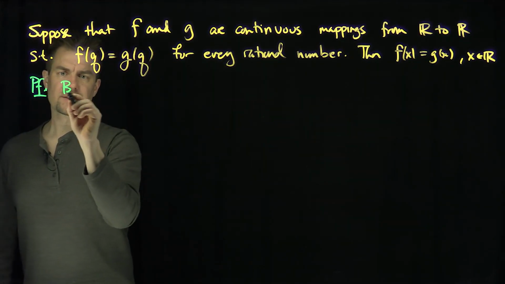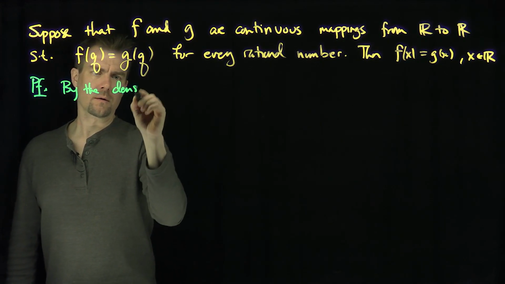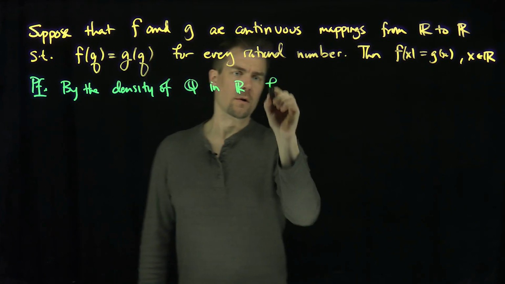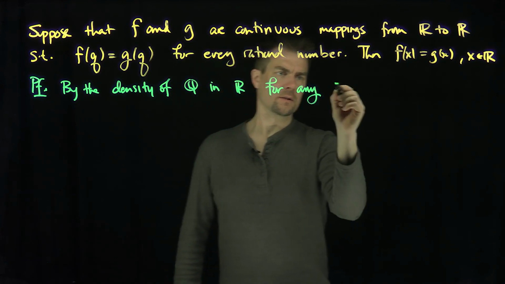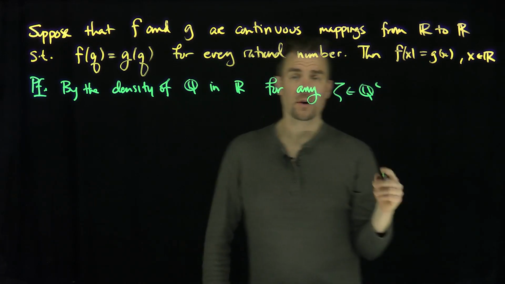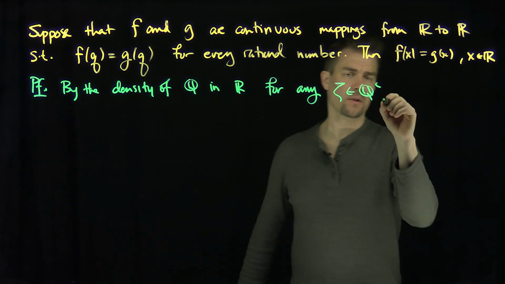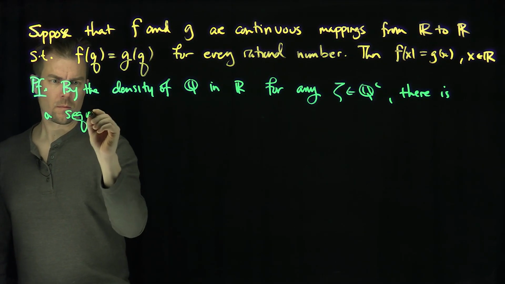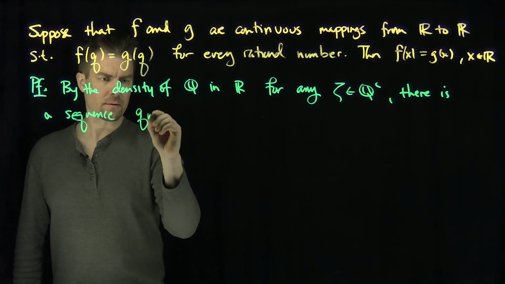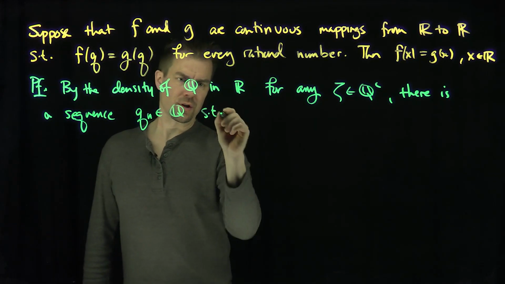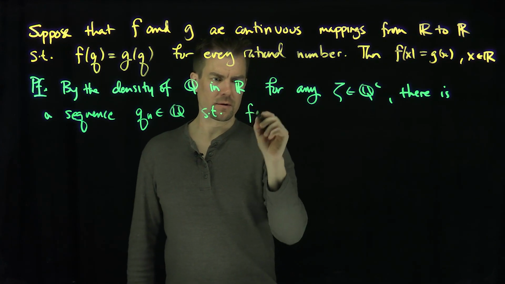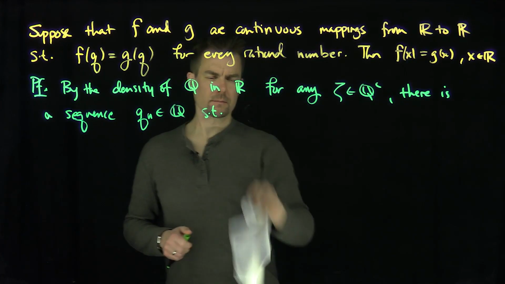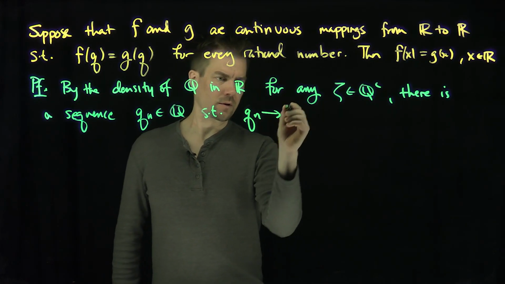Proof by the density of Q in R. For any zeta which is irrational, there's a sequence of rational numbers that converges to zeta. There is a sequence Qn in Q such that Qn converges to zeta. So let's write that out.